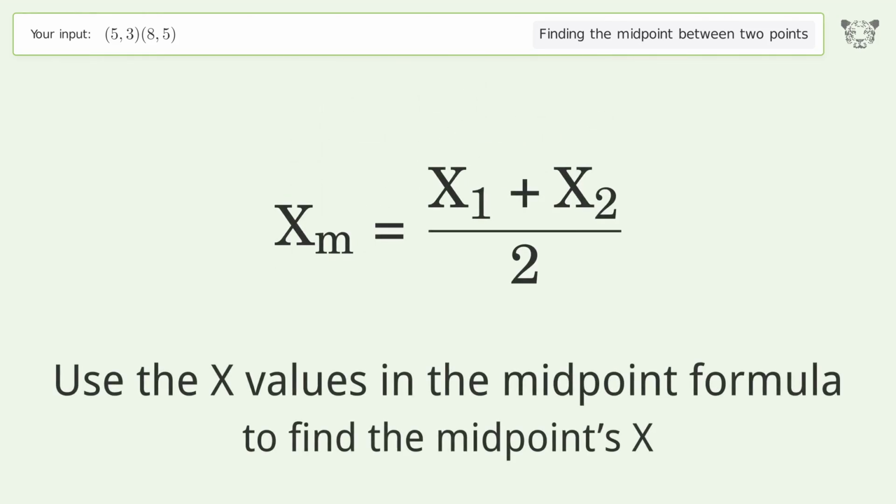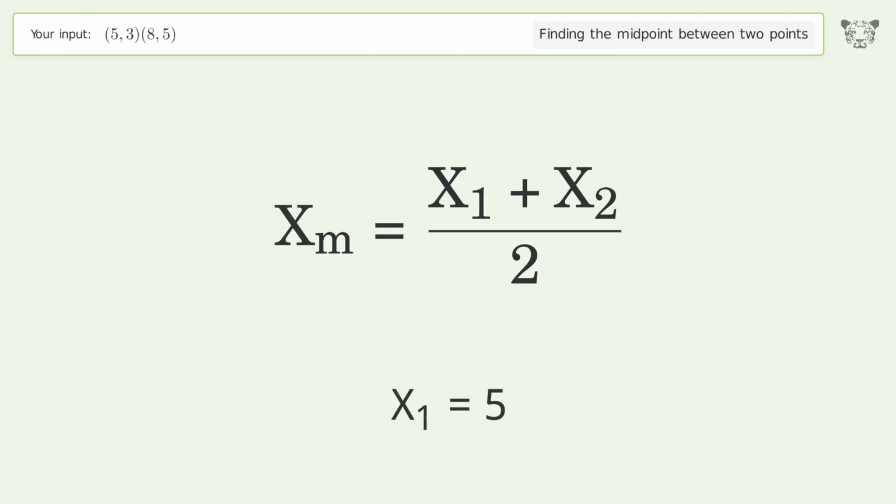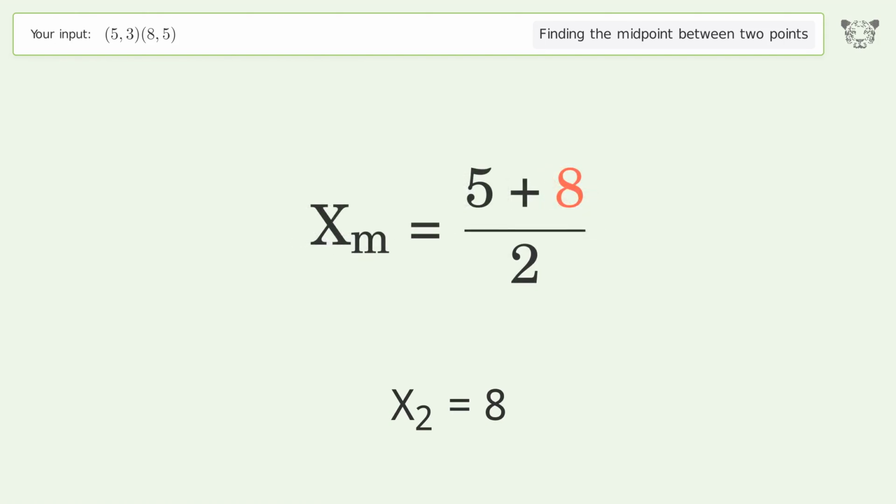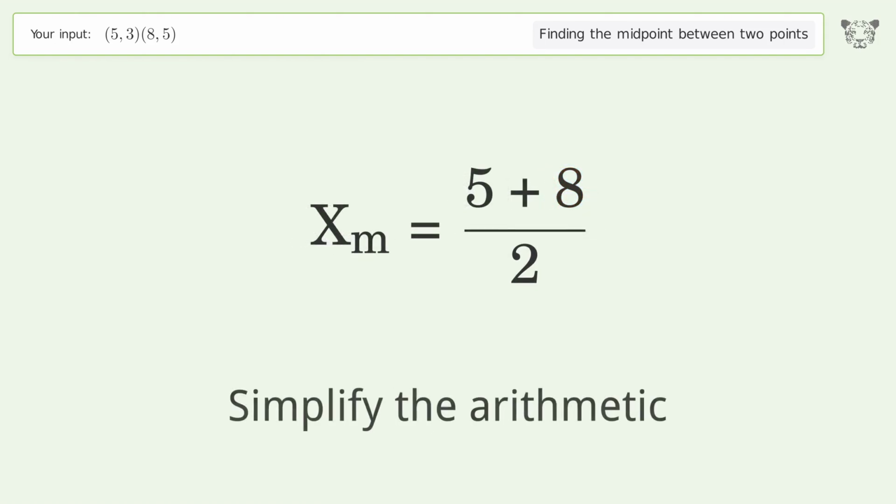Use the x values in the midpoint formula to find the midpoint's x. x1 equals 5. x2 equals 8. Simplify the arithmetic.